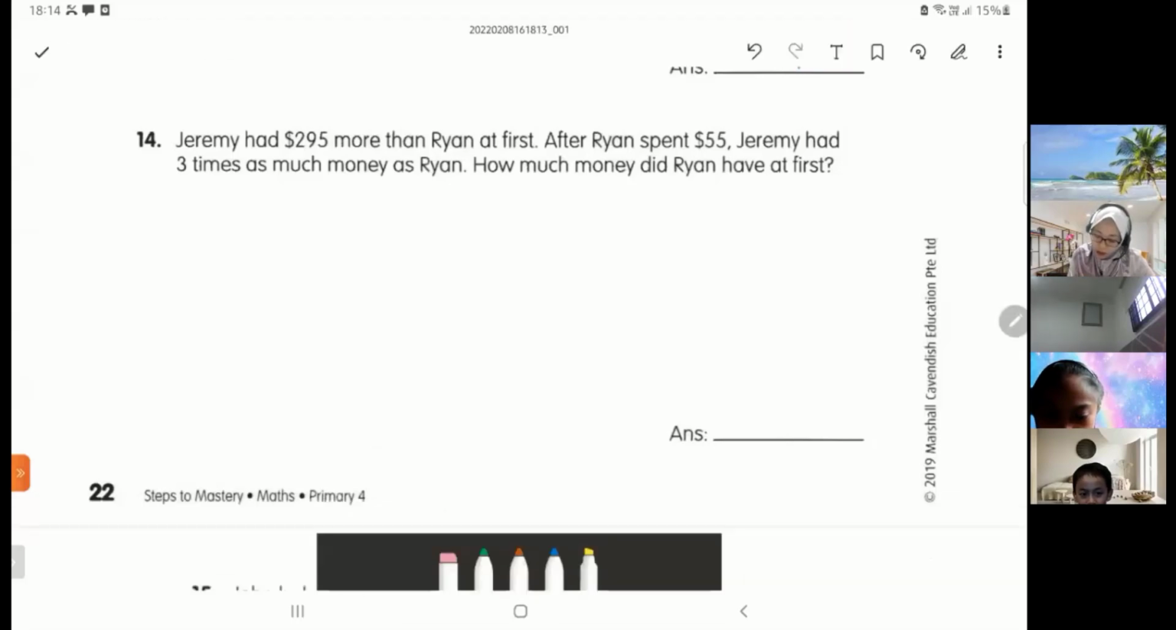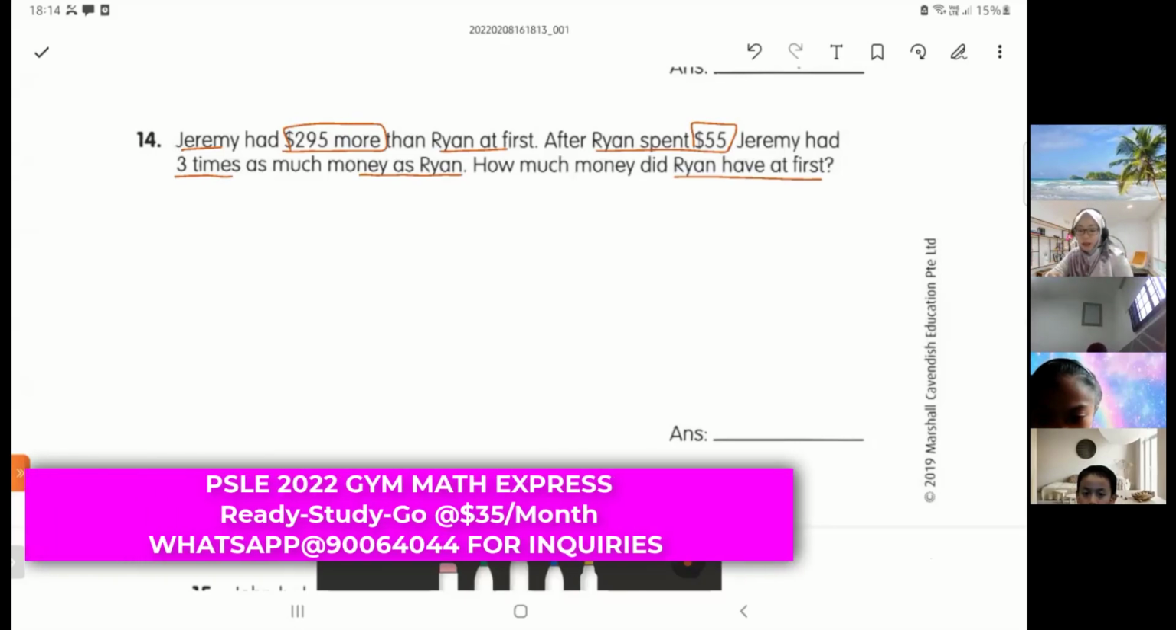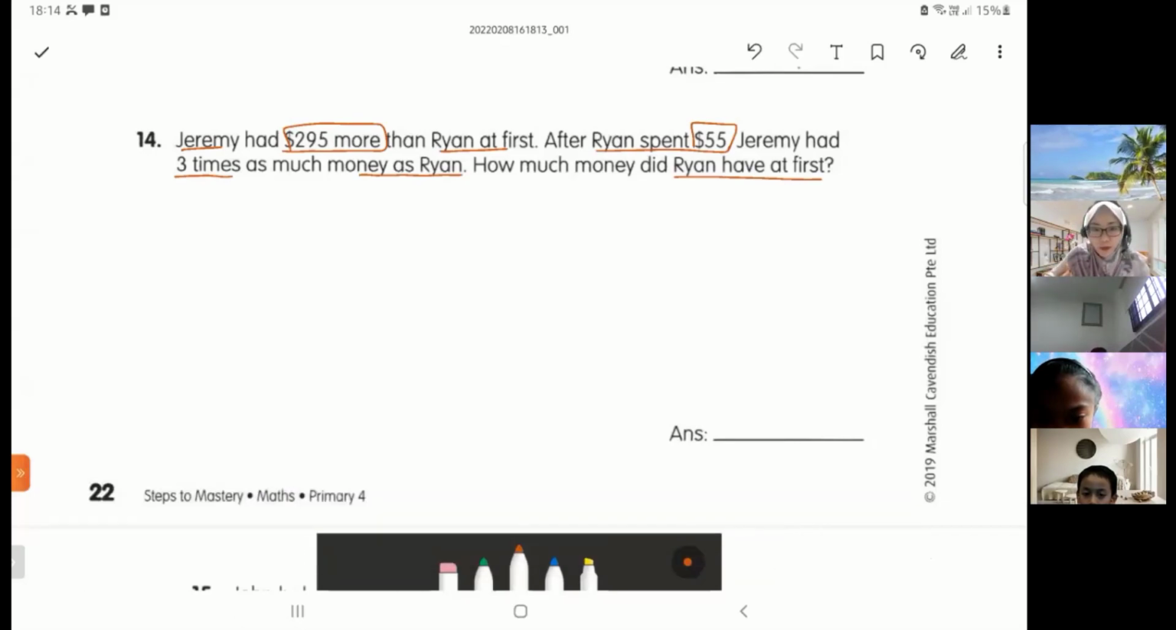Okay, for this question, Jeremy had 295 more than Ryan at first. After Ryan spent $55, Jeremy had 3 times as much as Ryan. How much money did Ryan have at first? If I were to do this without the model method, using the units method would be easy. But I would want to use the model because you're quite comfortable with the model, so we start drawing the model first. But later on, I'm going to use units as well.